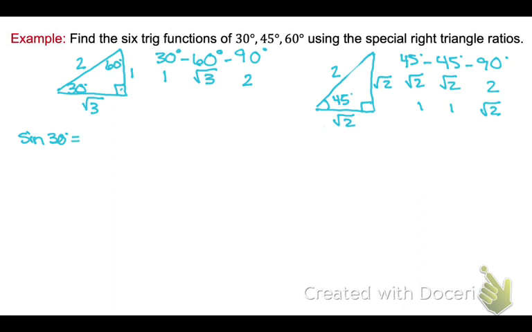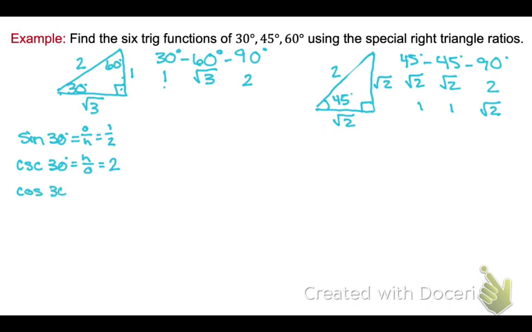So sine is what over what? Opposite over hypotenuse. So the opposite of 30 is 1. Hypotenuse is 2. Now I'm going to list these because we have 30, 60, and 45. So what do you want to do next? Cosecant of 30 is hypotenuse over opposite. So that would be 2 over 1, or 2.